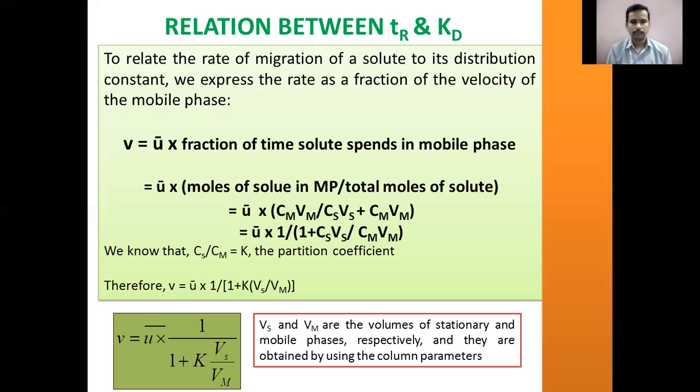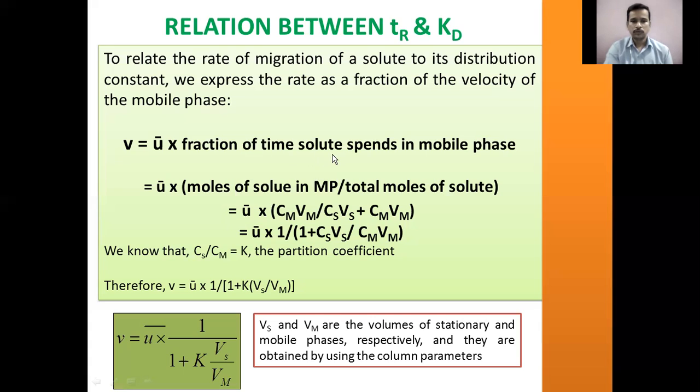Therefore, what is the relationship existing between the linear velocity of the solute which is moving through the chromatographic column and the average linear velocity of the mobile phase species which is also moving through the chromatographic column during the separation process? That can be written as V is equal to U bar into the fraction of time the solute spent in the mobile phase, because whichever solute we introduce into the chromatographic column should obviously spend time in the mobile phase, because the mobile phase is the carrier to carry these solute molecules out of the chromatographic column during the elution step.